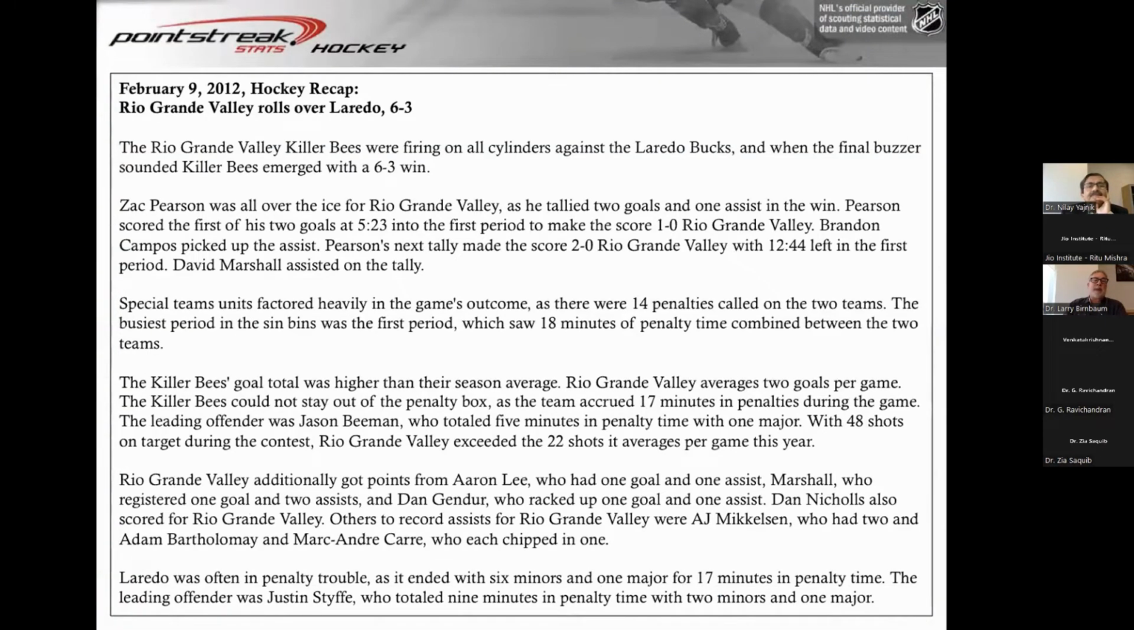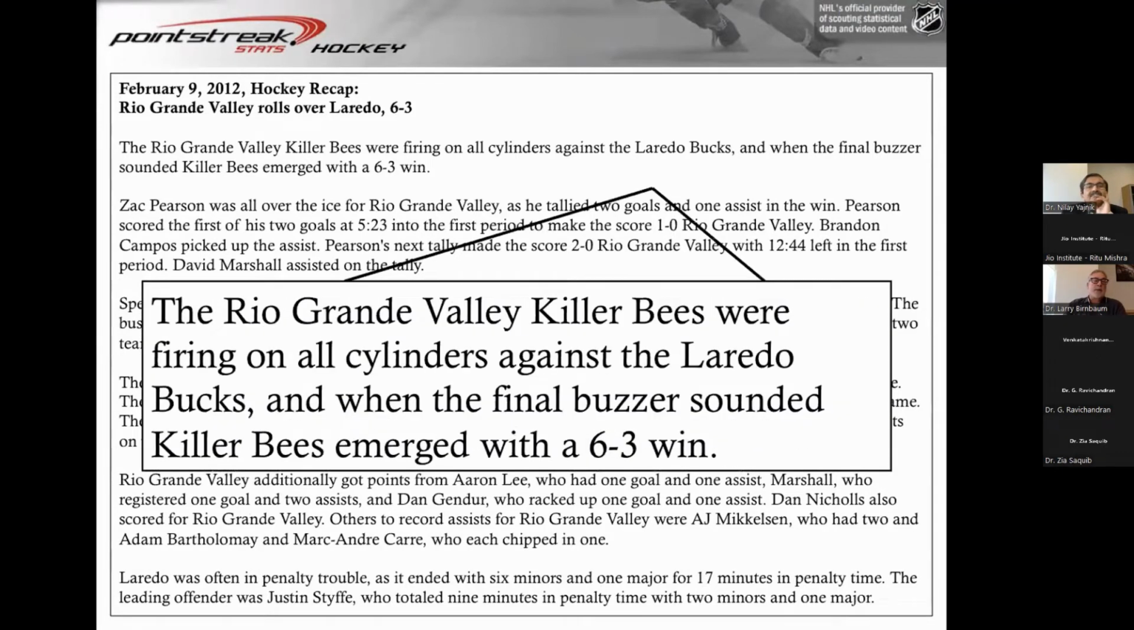The Rio Grande Valley Killer Bees were firing on all cylinders against the Laredo Bucks. And when the final buzzer sounded, Killer Bees emerged with a 6-3 win. Zach Pearson was all over the ice for Rio Grande Valley as he tallied 2 goals and 1 assist in the win. Pearson scored the first of his 2 goals at 5:23 into the first period to make the score 1-0 Rio Grande Valley, and so forth.